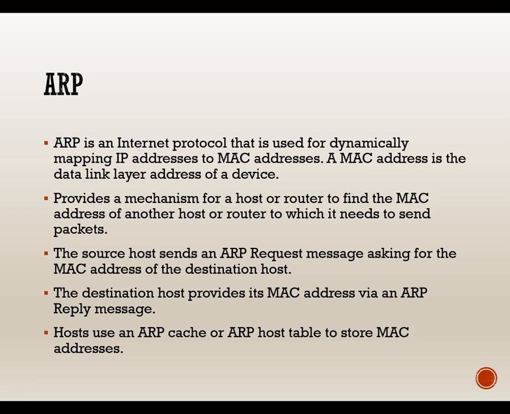The source host sends an ARP request message asking for the MAC address, and then the destination provides its MAC address via an ARP reply message. The ARP request is going to be a broadcast message. The ARP reply is going to be a unicast message. The host uses the ARP cache or an ARP host table to store the MAC addresses. The caches vary based on operating system. Windows is, I don't know, 70, 80, 90 seconds. Microsoft uses a 5-minute cache for the ARP table.